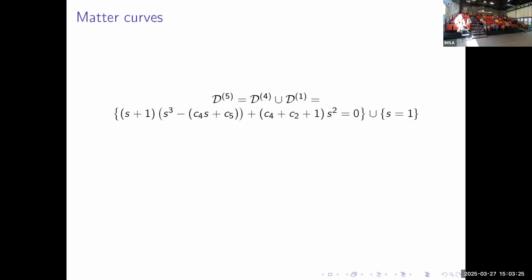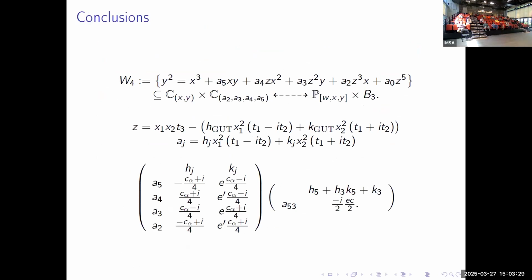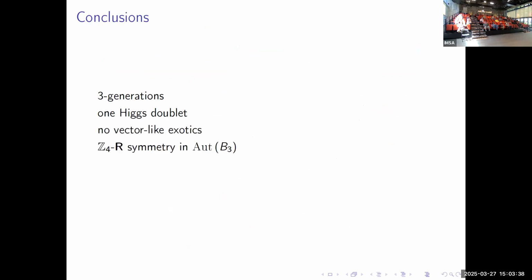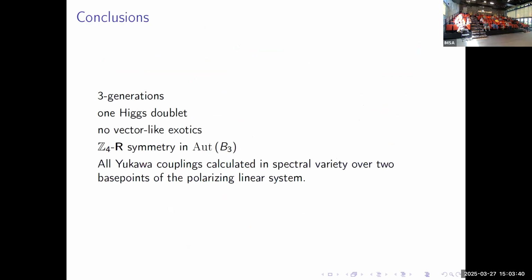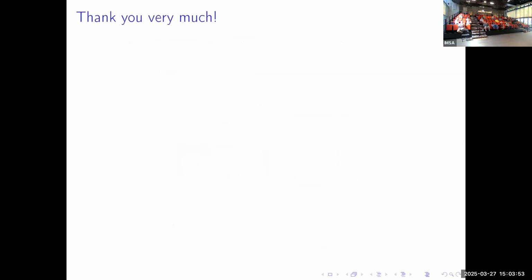And with that, we end up with 3 generations, 1 Higgs doublet, no vector-like exotics, then 4 R-symmetry, all Yukawa couplings calculated in the spectral variety over the 2 base points. Computable. Thank you very much.